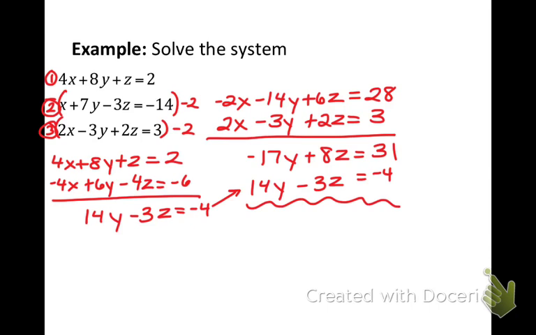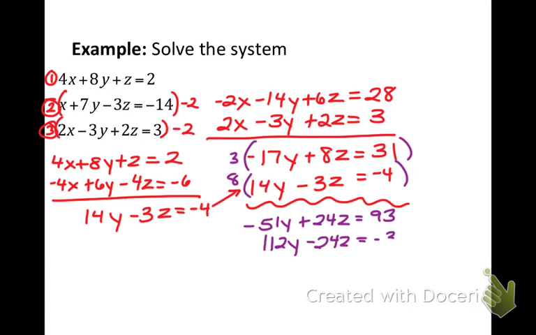Ugh. Those are ugly numbers. You want to get rid of the y or the z? Definitely the z, right? What can I turn 8 and 3 both into? 16? No. I have to do 24, right? So I'm going to have to multiply this by a 3 and this by an 8. They already are opposite in sign, so that's okay. So 17 times 3 is 51, so negative 51y plus 24z is equal to 93. 8 times 14 is 112y minus 24z equals negative 32.